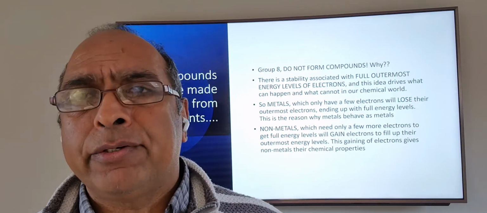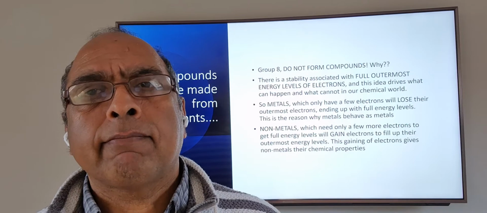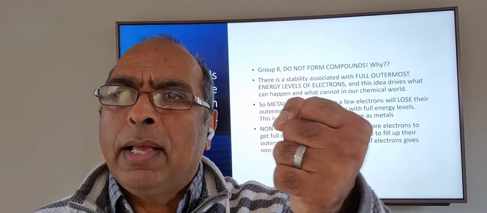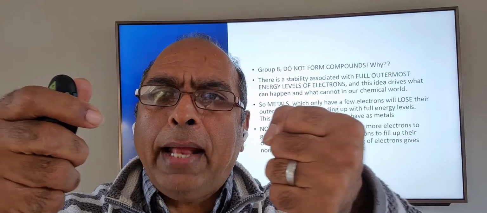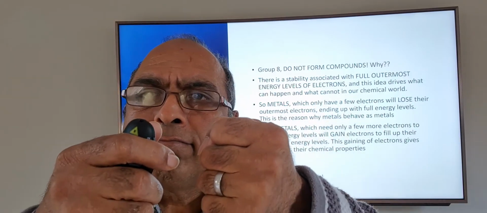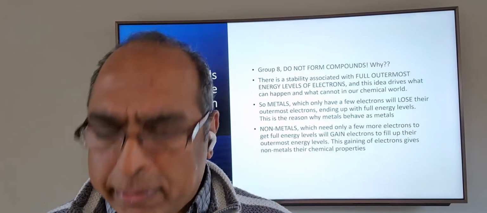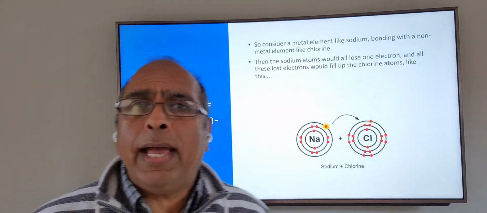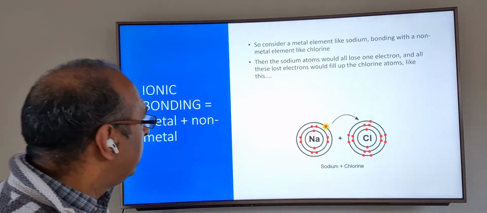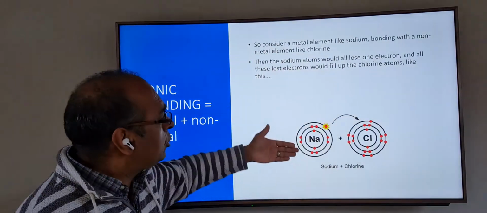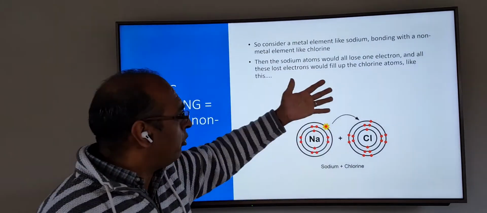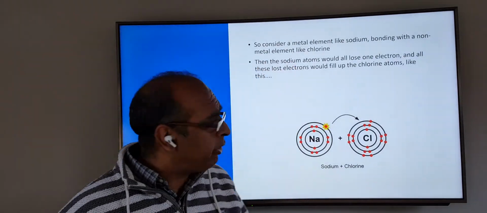Non-metals gain electrons. Imagine if you had a metal and a non-metal and you brought them together. Imagine what might happen. Well, I'm going to do that with that example of sodium chloride. Consider a metal element like sodium bonding with a non-metal element like chlorine.